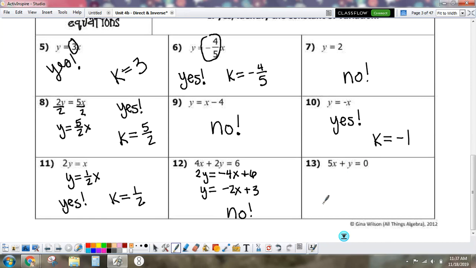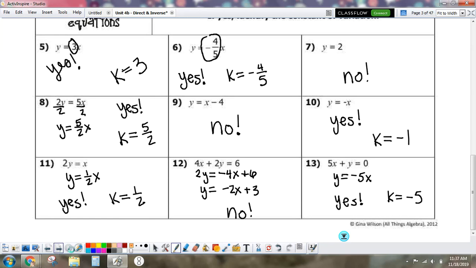And then this one, solving for y again. So y equals, subtract 5x from both sides. So -5x. And this is a direct variation because it's in y equals kx form. And your constant is a -5.